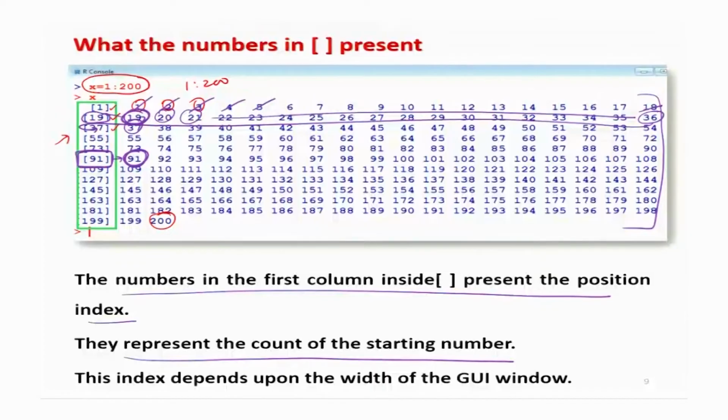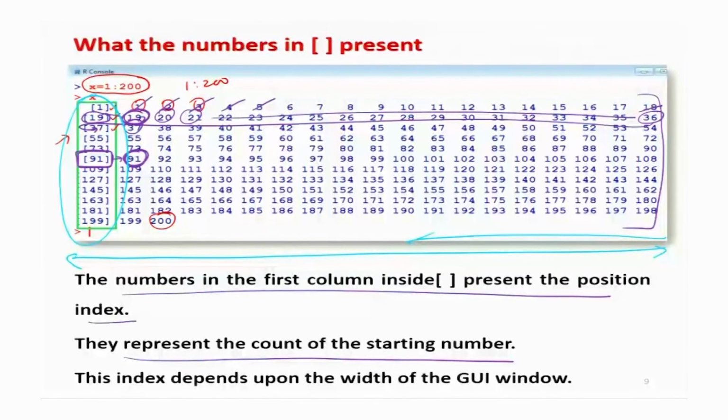Now, there is a confusion. The confusion is this: different people, if they try to print the numbers 1 to 200 on their R console, will get these numbers to be different. Why is this happening? Because the width of this GUI window can be controlled. This is user dependent, meaning if you want to make it smaller or bigger, you can do it. So, obviously, in case this width is reduced, then these numbers are going to be partitioned at 10.